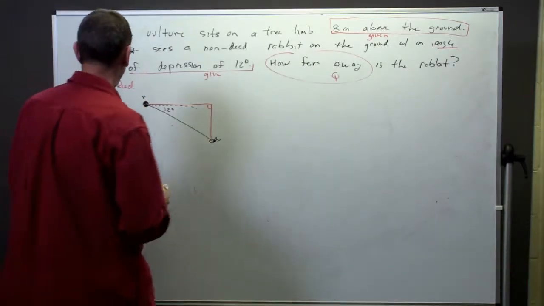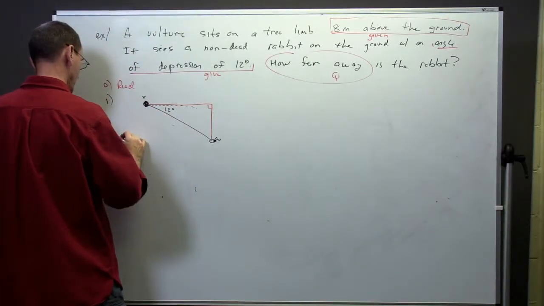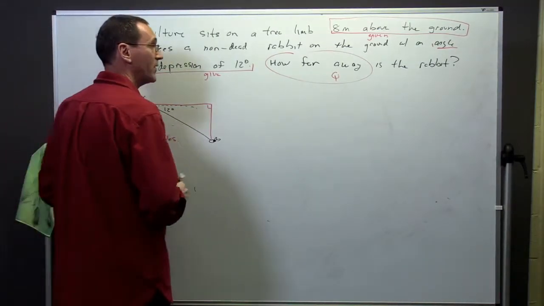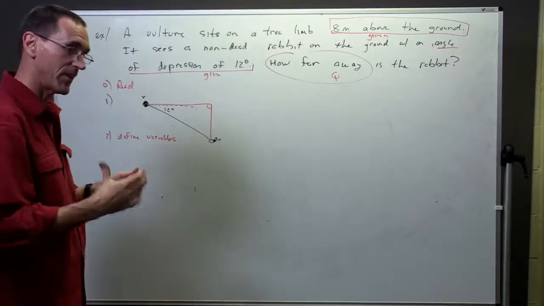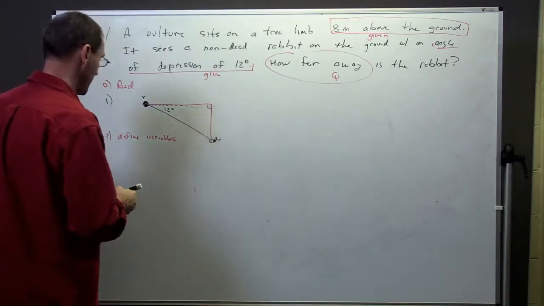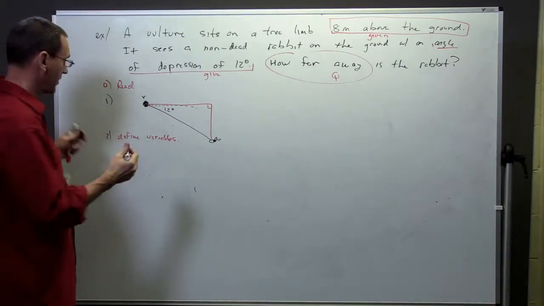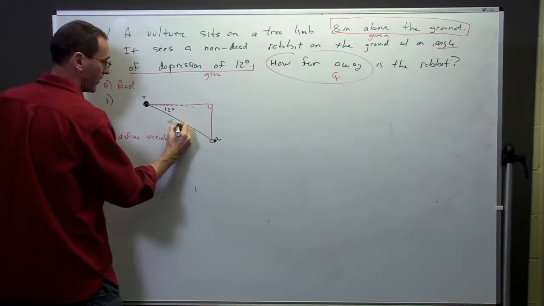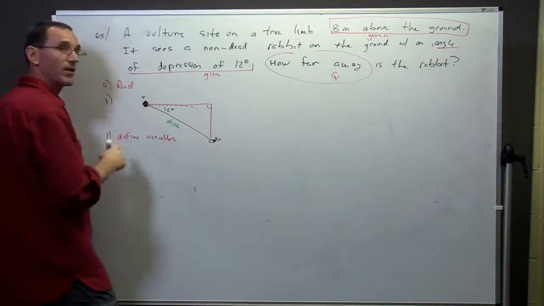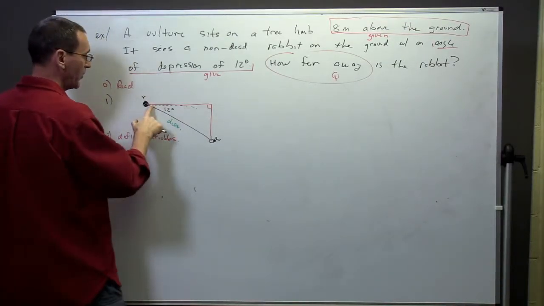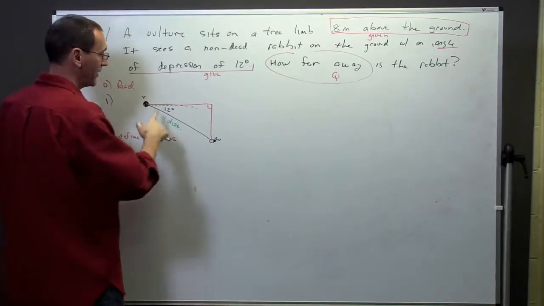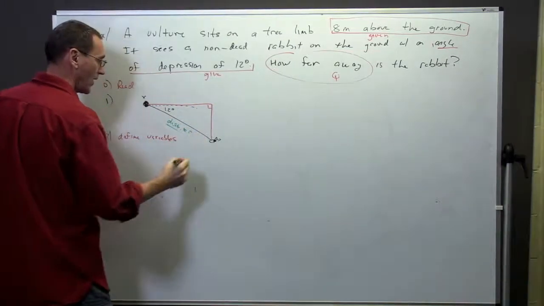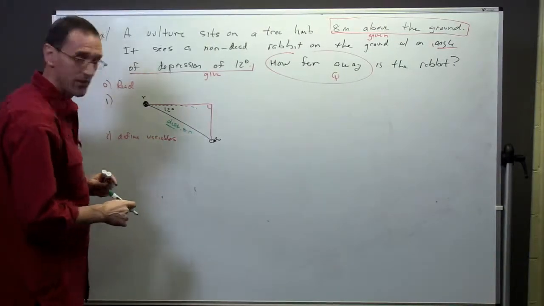Next step. No variables have actually been given to me, so I've got to define them, and I've got to make it clear what I'm using here. I'm going to use a different color here. I'm going to interpret the hypotenuse of this triangle to be the distance away. Some people may think it's the horizontal distance, and that's an okay interpretation, but I have to make it clear. So I'm going to define my distance to be the length of this hypotenuse.